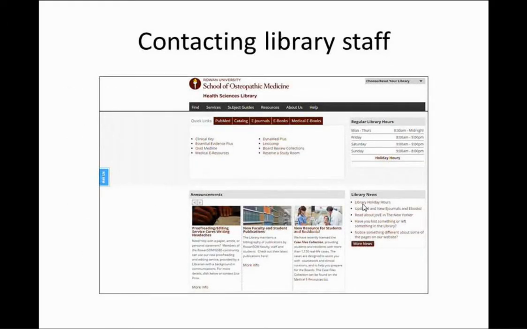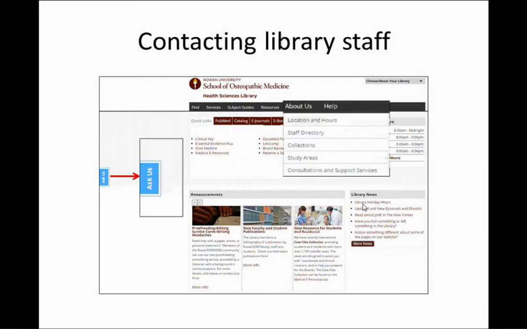If you have questions or want to learn more, you can contact the library staff. You can send an email from any library page. You can also find our staff directory under About Us, or just call the library at the main number 856-566-6800.